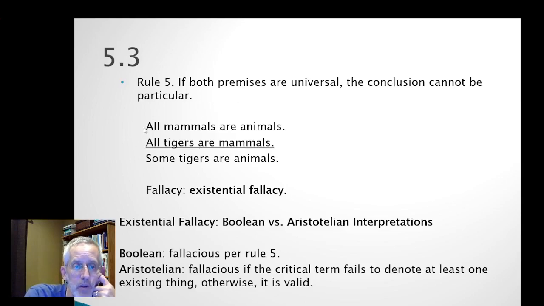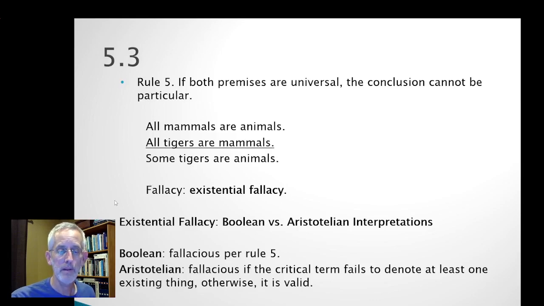So the rule says that if you have two universal premises, you can't have a particular conclusion, so you can't have an all-some combination. You can have an all-no-some combination. You have to have a universal conclusion if you have universal premises. That's the only way to keep from violating Rule 5. That in and of itself is pretty easy to spot. You just look for universal in the premises and see if it matches up in the conclusion. If it doesn't, it commits the existential fallacy.